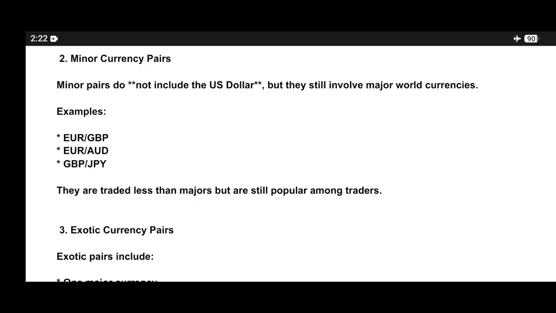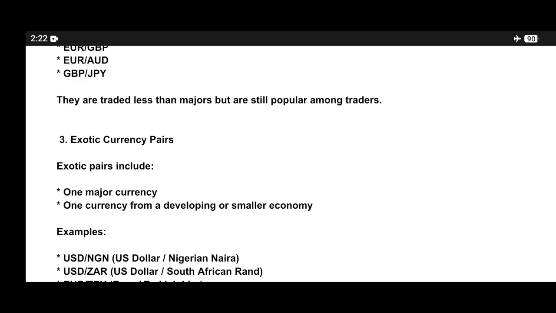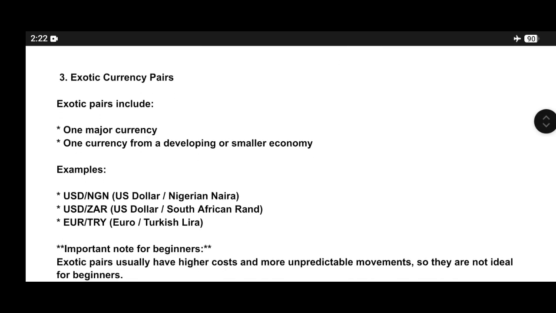Then we have number 3, which is the exotic currency pairs. Exotic currency pairs include one major currency and one currency from a developing or smaller economy. Example, we have the US dollar versus the Nigerian naira, the US dollar versus the South African rand, and also the euro versus the Turkish lira.